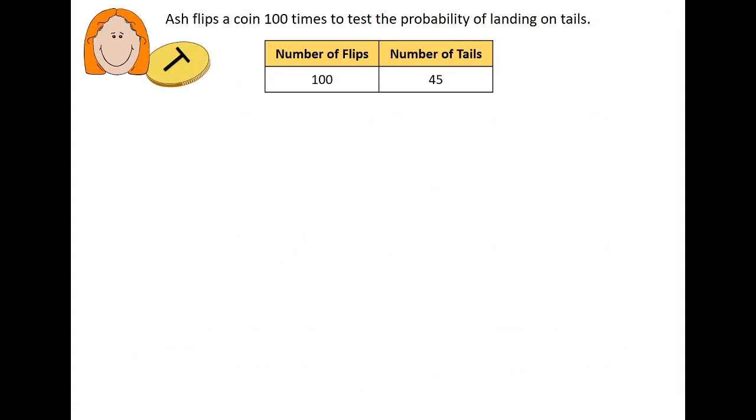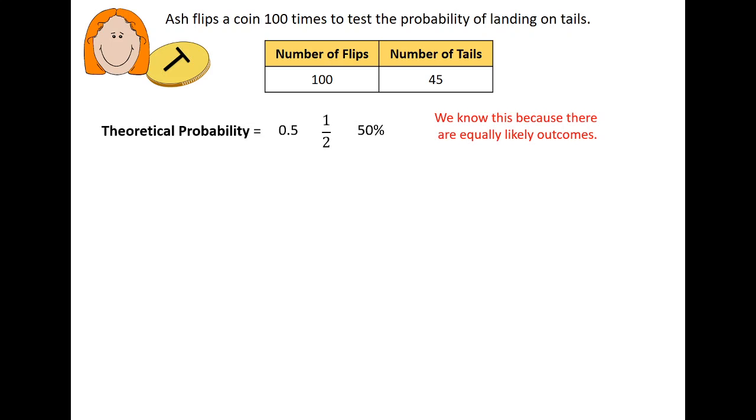Okay, so how are we going to use this then? Okay, so Ash flips a coin 100 times to test the probability of the coin landing on tails. So she's done 100 flips and it landed on tails 45 times. The theoretical probability of a coin landing on tails is 1 out of 2, or half, or 50%, because there are heads or tails and only one of them should be tails.